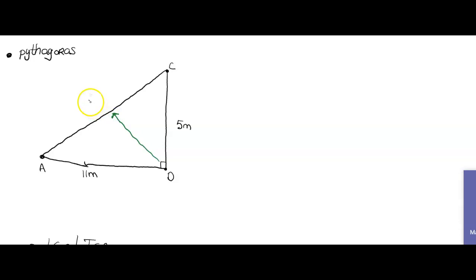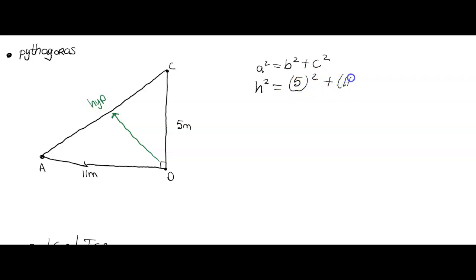Okay, so here is our hypotenuse. In the log tables we will get something similar to a squared is equal to b squared plus c squared. So we have to know that a squared is the hypotenuse, okay? I'm just going to call the hypotenuse h. So h squared is equal to 5 squared plus 11 squared. h squared is equal to 25 plus 121 when we put them into the calculator. 5 squared is 25 and 11 squared is 121.